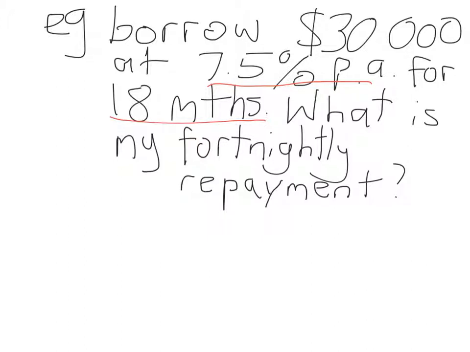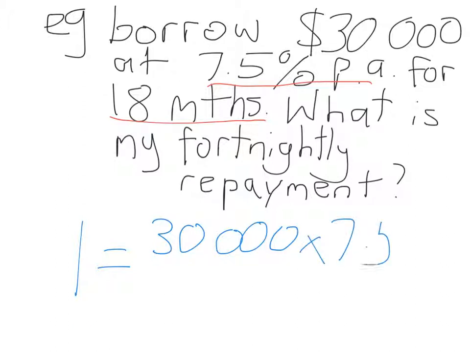So the only difference is we just need to make an adjustment for this. We're still going to use the formula I equals PRT over 100. So I equals P, principal, how much we started with, so 30,000. Now we times by the interest rate, 7.5. But we can't times by 18, that would be ridiculous. It would give us a ridiculously high number.